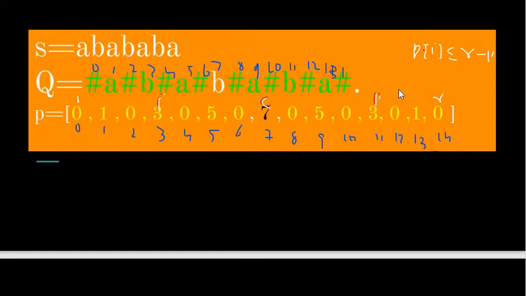When the difference r minus i, where r is the right limit, meaning how much it expands to the right if we consider index 7 as the center, is greater than or equal to the value of p of i, then the mirror property applies.